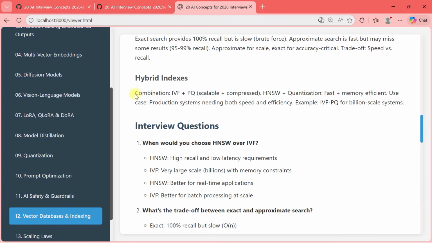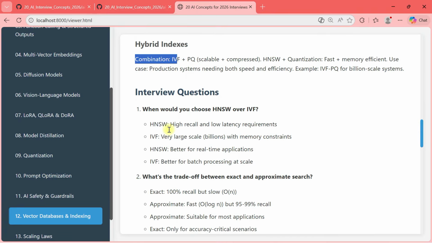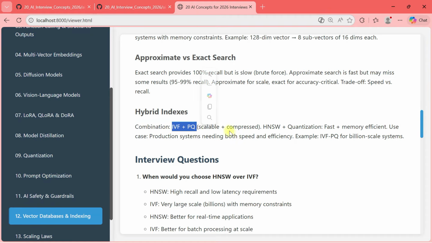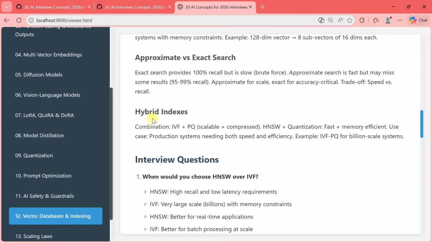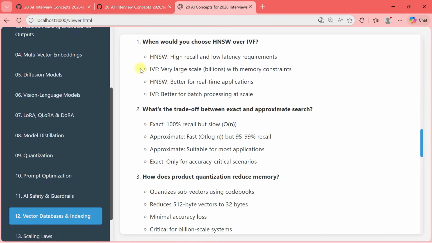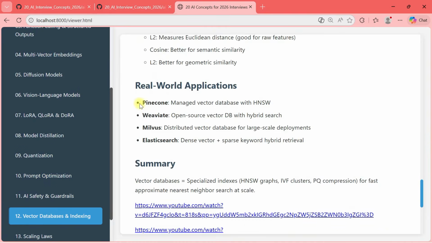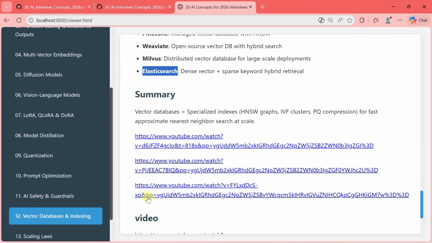Okay, and combination, hybrid indexing of vectors, basically like this. You can take a combination of IVF plus PQ or HNSW plus quantization, etc. So inside a vector DB itself, multiple things are happening. You need to be aware of those and read these interview questions. And there are applications of this: Pinecone, Weaviate, Milvus, Elasticsearch. I am giving you some nice video links. You should watch these. Okay, these are important for you.